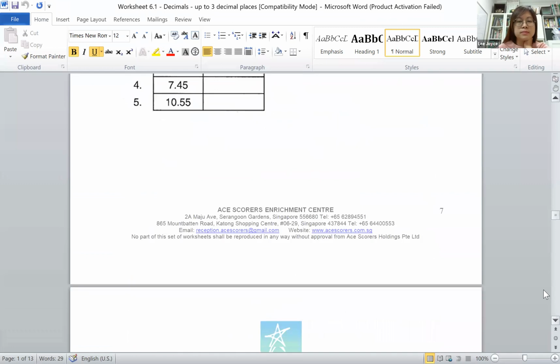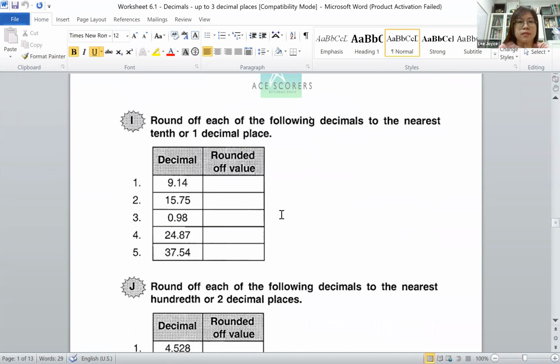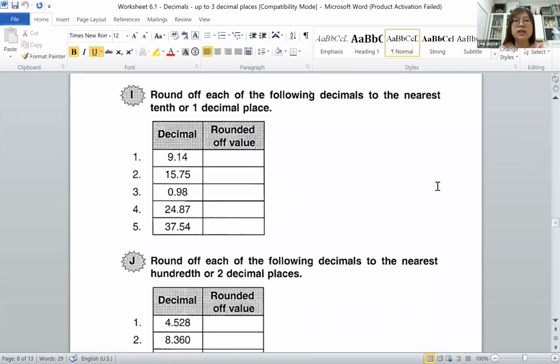All right, so in the next section, we are going to look at rounding the decimals to the nearest one decimal place or the two decimal place. So how do we do this? Now, just as I've mentioned earlier, if they want you to round it off to the nearest 10th, then you have to look at the digit in the hundredth place. For example, 9.14, you cannot look at the 1 anymore, but you have to look at the digit 4.